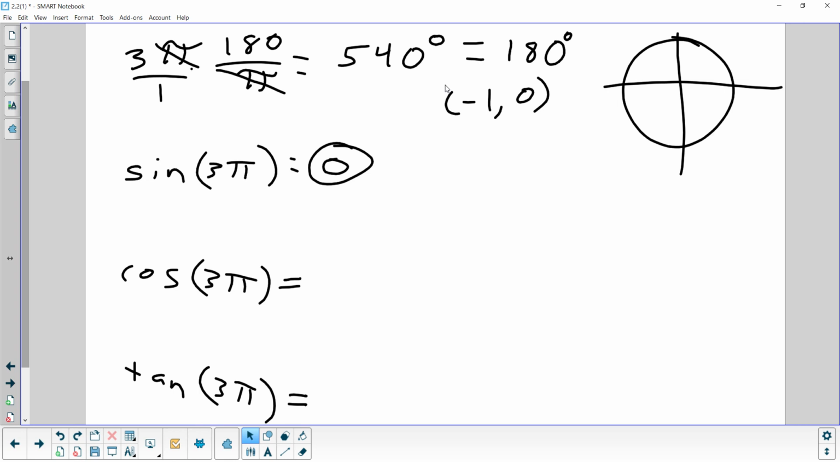You are correct. Cosine, right? That is my x value. In this case, -1. And tangent, y divided by x. What is my tangent? Pete? 0? It is 0, yes. 0 divided by -1. That is not undefined. It's only when 0 is in the bottom. Perfect. Any question at all?